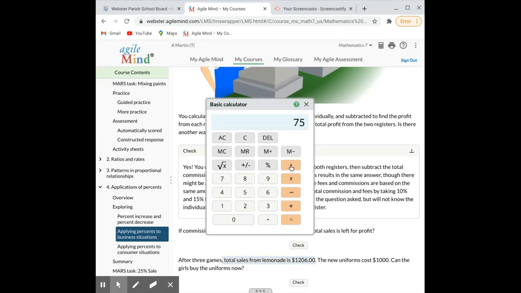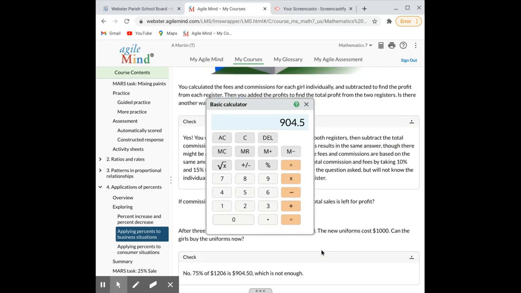75 divided by 100 is 75 hundredths. And then we need to do what to see how much they would have? Multiply by how much money? The total sales, which was 1,206. So is that enough money to buy the $1,000 worth of uniforms? No, they don't have enough. So that's not good. So hopefully they got some extra income somehow.